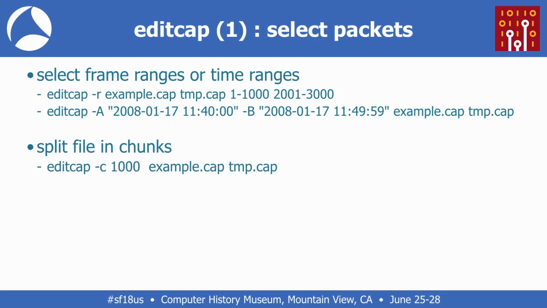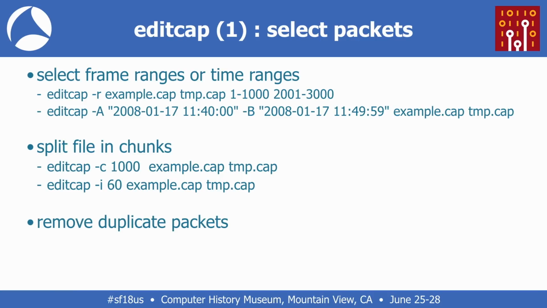You can split files in chunks based on the amount of packets. So this will split the file in chunks of 1000 packets, or based on time. You can split it in chunks of 60 seconds this way, and you can remove duplicates, and it will keep a window of 5 packets. Whenever there's a duplicate within a window of 5 packets, it will remove it. And of course, you can change that window either to a size of amount of packets or a time frame, like 1 or 2 milliseconds, or whatever you want.